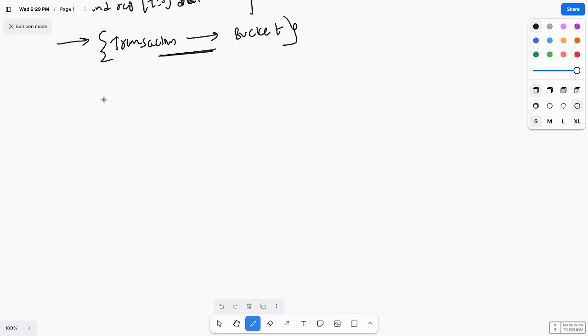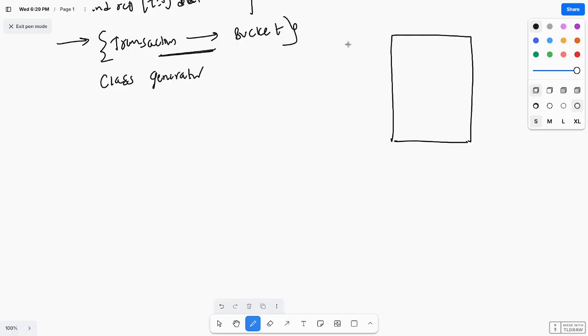And after that, the class generator. So what is this class generator? Here, these are all objects: write enable, read enable, write address, read address, and data in. These are all objects, held by t_h.